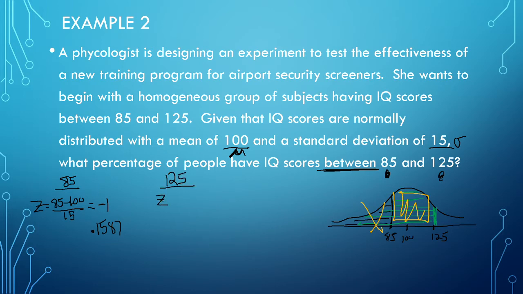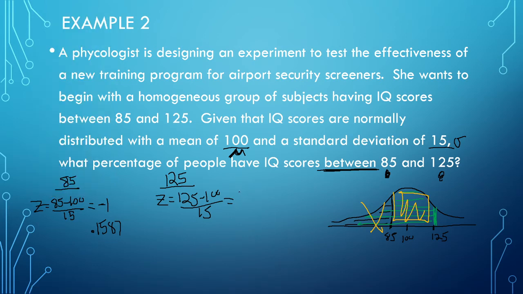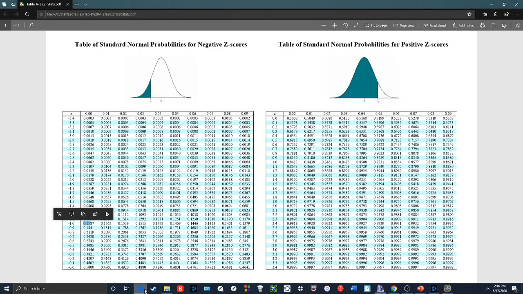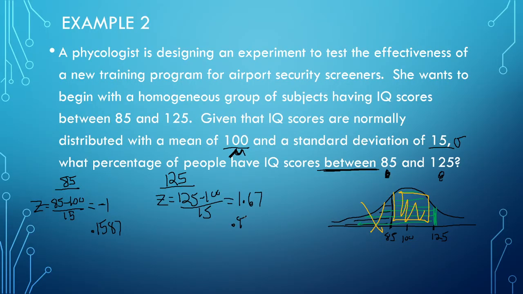The z-score is 125 minus 100 over 15. So if we work that out here, 125 minus 100, divided by 15, we get 1.6 repeating, so I'm just going to put that as 1.67. I'm going to round it off there, and it's a positive z-score. So let's go to my z-score table and find 1.67. That'd be right here, and that's 0.9525. So I go to my table here, 0.9525 is the probability of picking somebody with an IQ score of 125 or less.